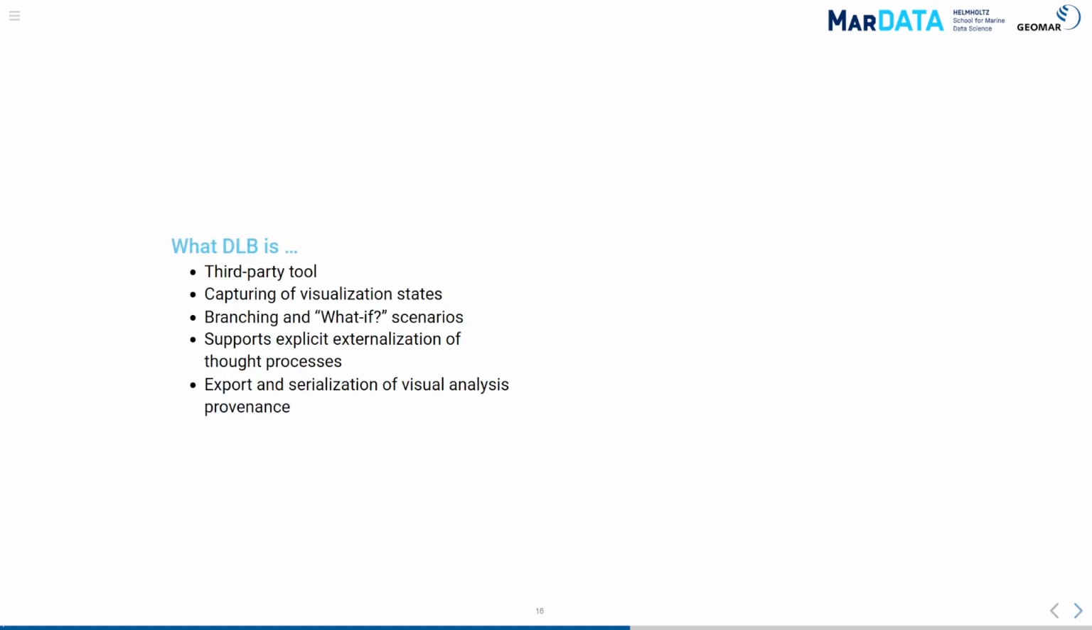The Digital Lab Book is a tool acting as third party to a given visualization application. It captures visualization states and user-defined time steps and enables returning to previous states, branching, and therefore also the exploration of what-if scenarios in your analysis workflow. It supports taking notes and creating mind maps, which means explicit externalization of reasoning and thought processes. It also allows to export and serialize the gathered artifacts of visual analysis provenance, which can then be published.